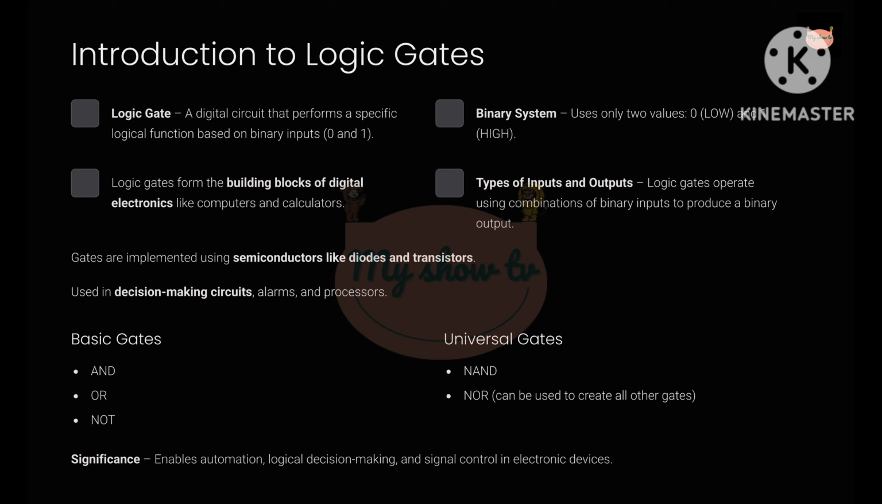The key types of logic gates are 1. AND, 2. OR, 3. NOT, 4. NAND, 5. NOR, 6. XOR, 7. XNOR. These can be combined in different ways to create complex logic circuits for processors, memory units, and control systems. Each gate has a unique symbol and a truth table, which shows the output for every possible input combination. We'll go through them one by one in the next slides.